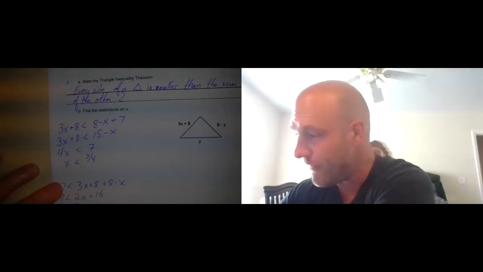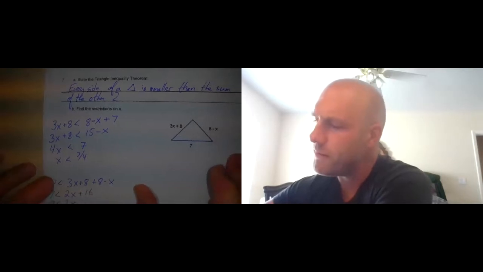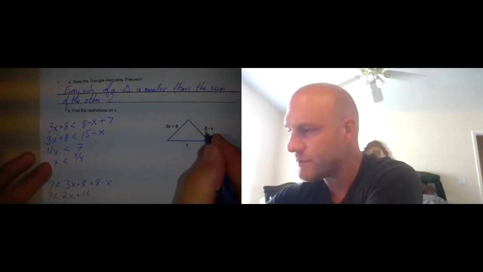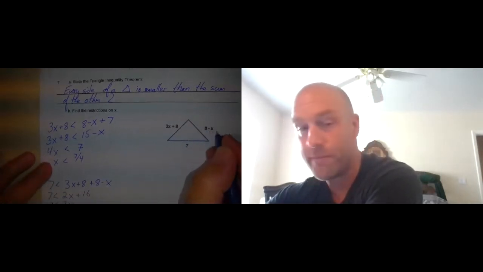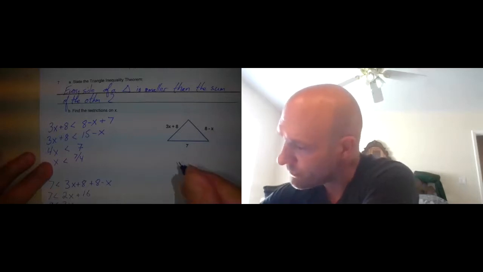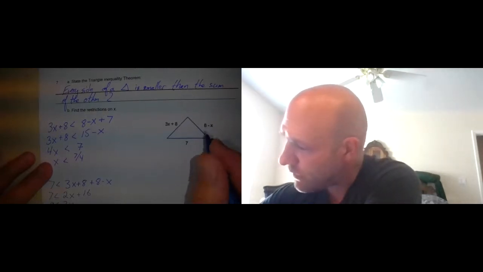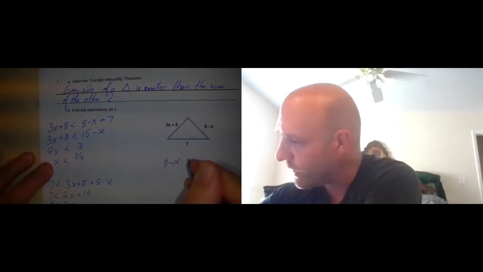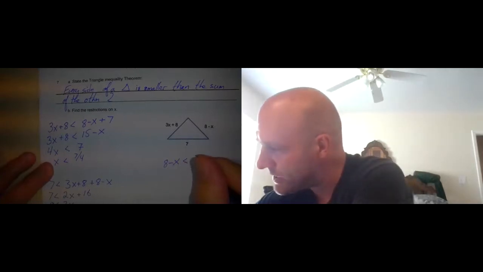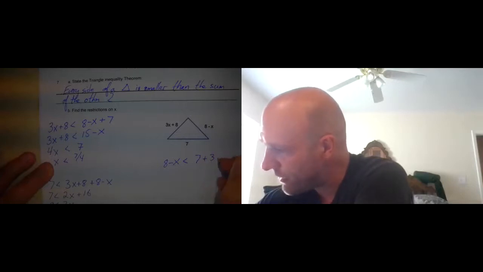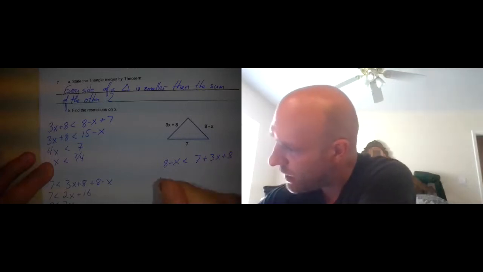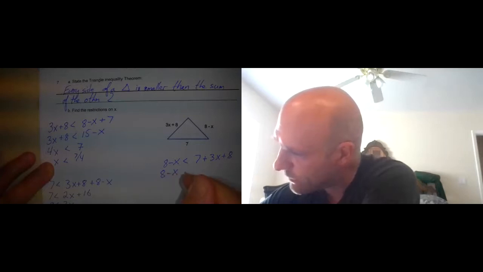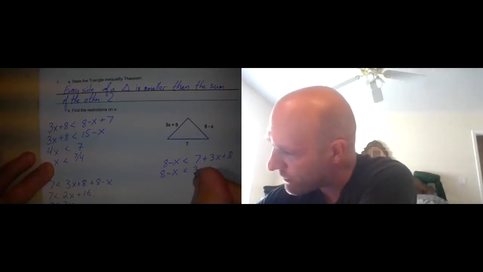A lot of people got that, and then a lot of people left it there. Is there any reason why 8 minus X can't be the largest side? So what if it were? Then 8 minus X would have to be less than 7 plus 3X plus 8. 8 minus X would have to be less than 3X plus 15.